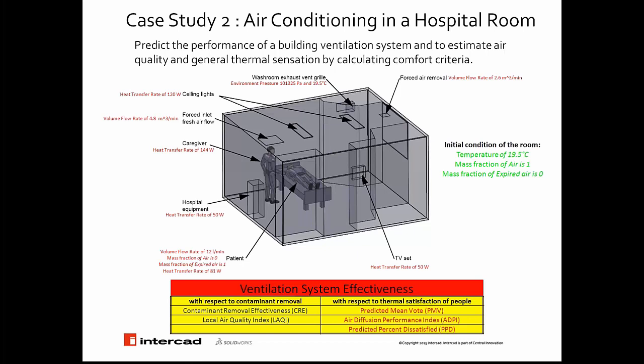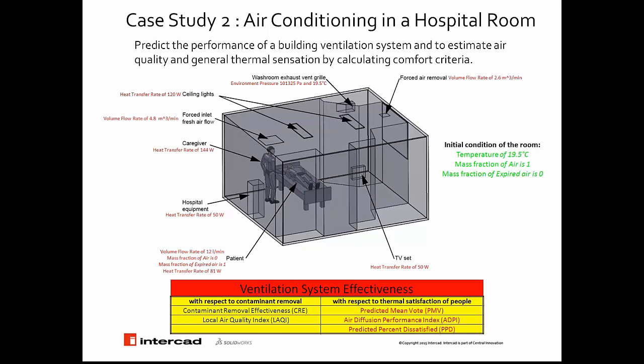We're talking about air conditioning in a hospital room. The purpose of this study is to predict the performance of a building ventilation system and to estimate air quality and general thermal sensation by calculating the comfort criteria. Here we consider a hospital isolation room and estimate the ventilation system effectiveness with respect to contaminant removal and thermal satisfaction of the people in the room.